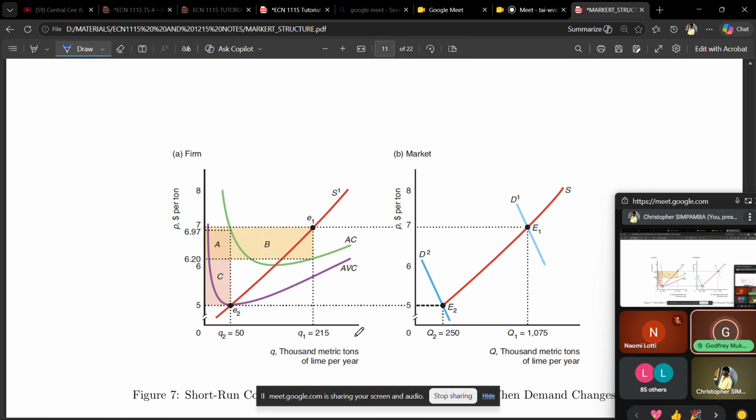Then when you want to draw now for the short run, you have to add the fixed cost. So meaning the curve has total fixed cost and also variable cost. Then that is the supply curve for the short run.